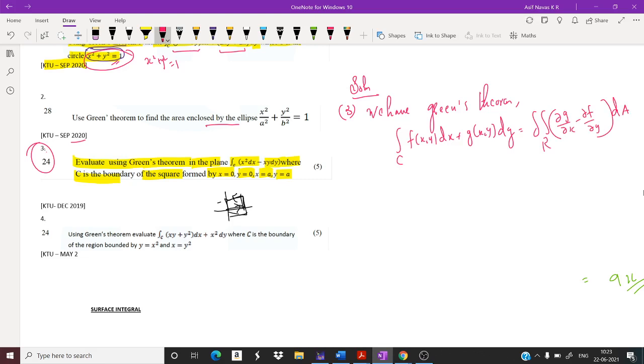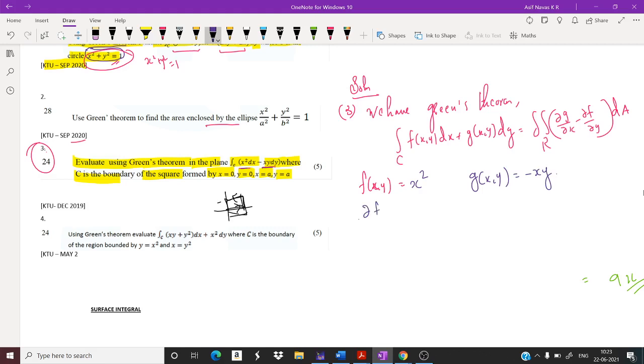Now here, from here, what is f(x,y)? x squared. g(x,y)? What is it? Minus xy. So you should be careful that it's minus xy.